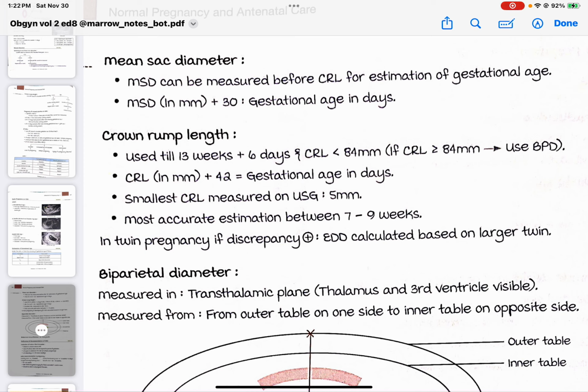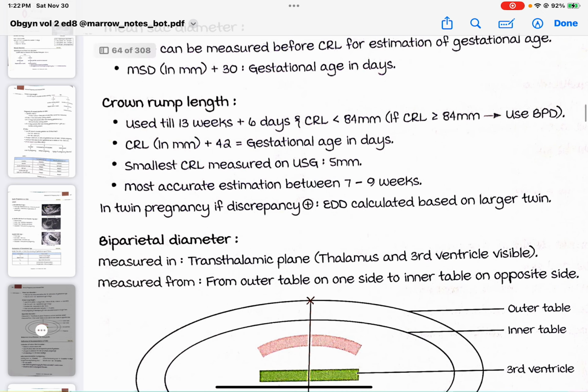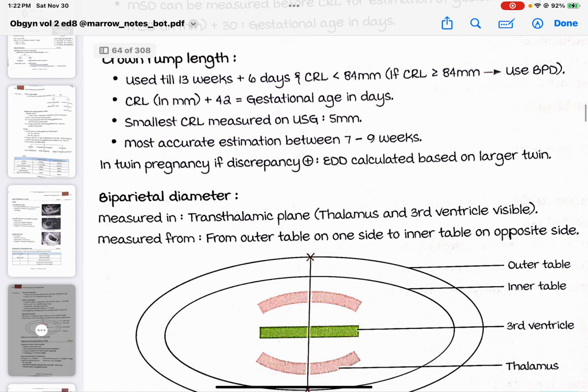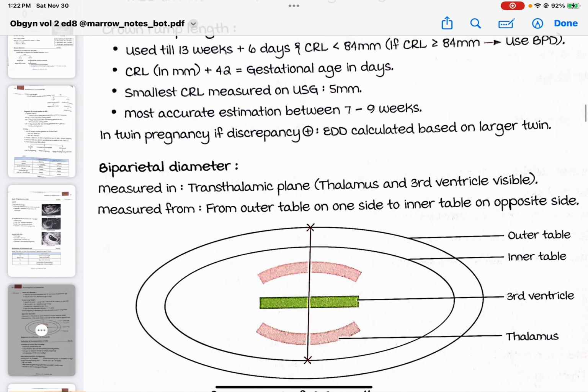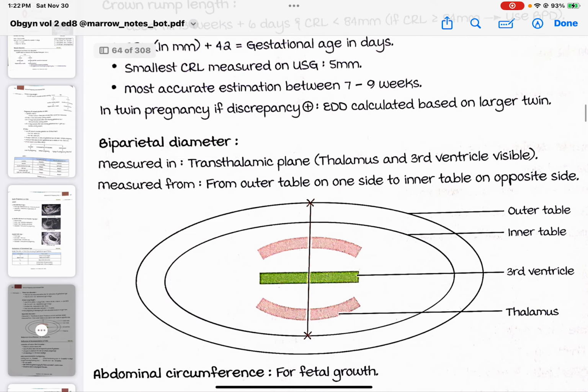Crown rump length is used till 13 weeks plus 6 days, and when crown rump length is less than 84 mm. If crown rump length is more than 84 mm, then use biparietal diameter. Crown rump length in millimeters plus 42 is equal to gestational age in days. Smallest crown rump length measured on ultrasound is 5 mm. Most accurate estimation is between 7 to 9 weeks. In twin pregnancy, if discrepancy is present, estimated delivery date is calculated based on the larger twin.